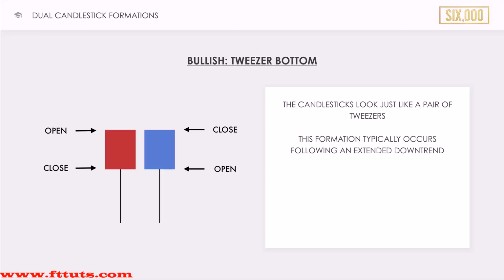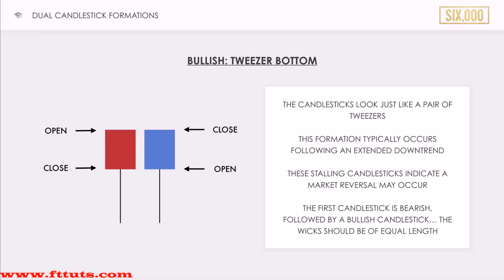This formation typically occurs following an extended downtrend, and these stalling candlesticks indicate a market reversal may occur. So as I mentioned before, I typically refer to reversal candlesticks as stalling candlesticks, and decisive candlesticks, neutral candlesticks if it's a doji. So stalling is a word I use quite a lot. The first candlestick is bearish, followed by a bullish candlestick. And just to note, the wicks should be of equal length.